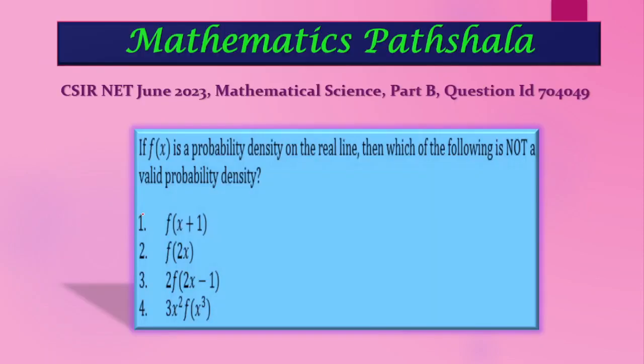Here we get option 1 is a valid probability density, so option 1 is not true. Option 2 is not a valid probability density, so option 2 is right. And option 3 and option 4 are also false because they are also valid probability densities. So option 2 is our correct answer.